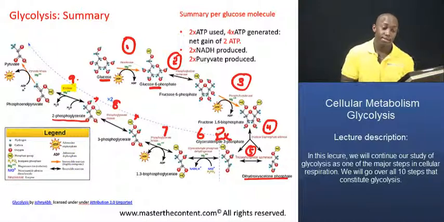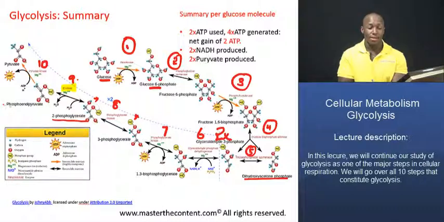In the last and final step of this process, step 10, phosphoenol pyruvate is converted into pyruvate, and the enzyme is pyruvate kinase, which catalyzes the transfer of a high energy phosphate group from phosphoenol pyruvate to ADP to form ATP, resulting in the formation of our pyruvate molecule. So two of these from each glucose molecule.